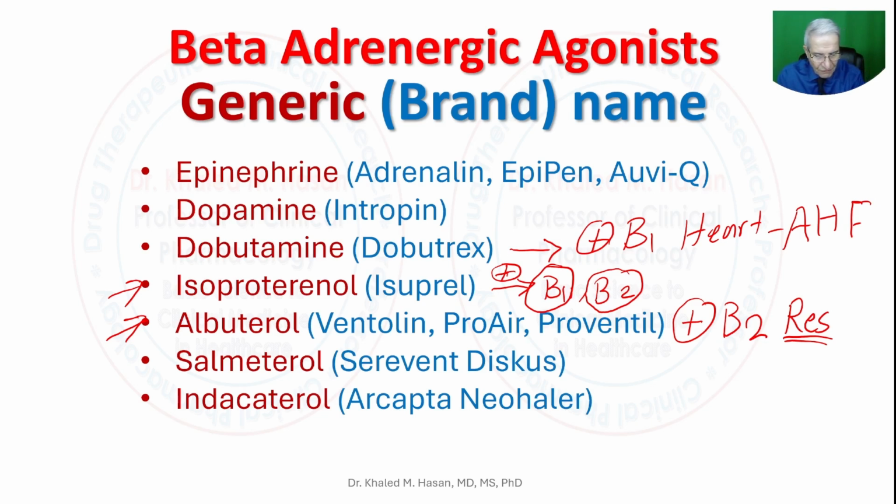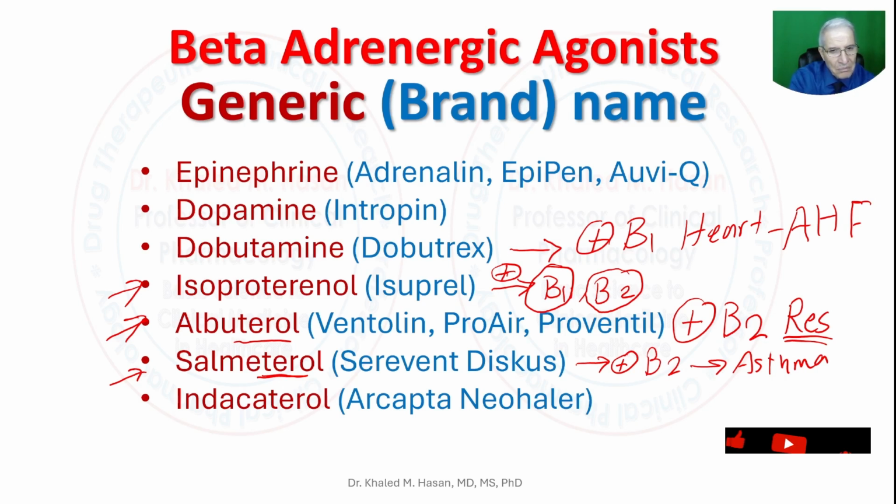Then we have salmeterol, and this is an inhaler. It also stimulates the beta-2 receptor and is used for asthma and the respiratory system. So the question here: what are the differences between albuterol and salmeterol? The main difference is that albuterol is considered short acting and salmeterol is considered long acting, sometimes medium or moderate acting.